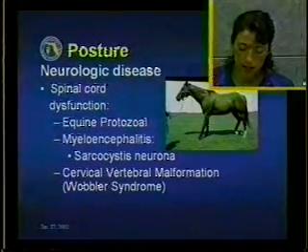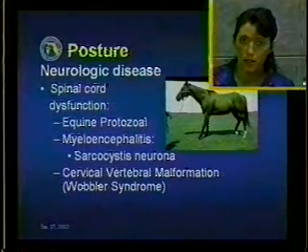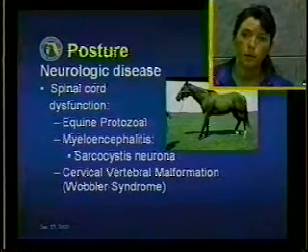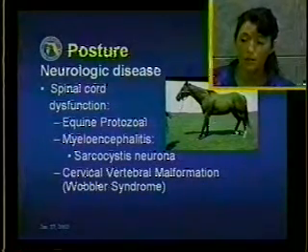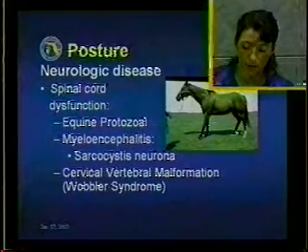The first disease, EPM, is caused by a protozoan parasite called Sarcocystis neurona or Sarcocystis falcatula, which cycles between opossums and birds. And horses, once again, are dead-end hosts and accidental hosts for this disease.